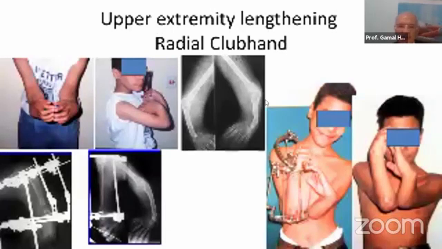Like this patient with radial club hand coming at age 13, and we did lengthening for more than 110% of the original length. You see the difference on both sides.